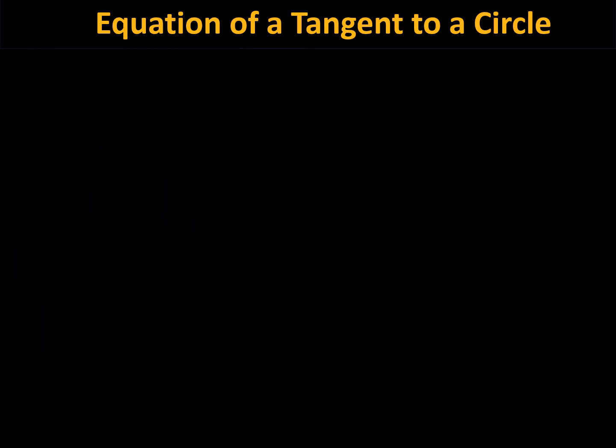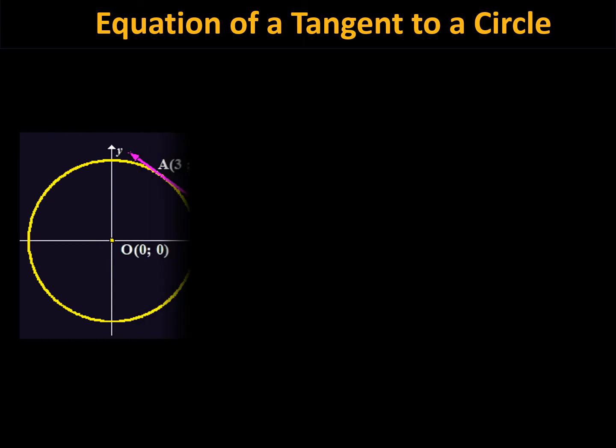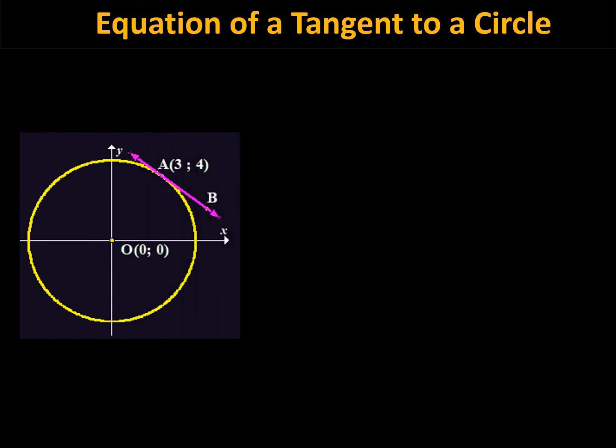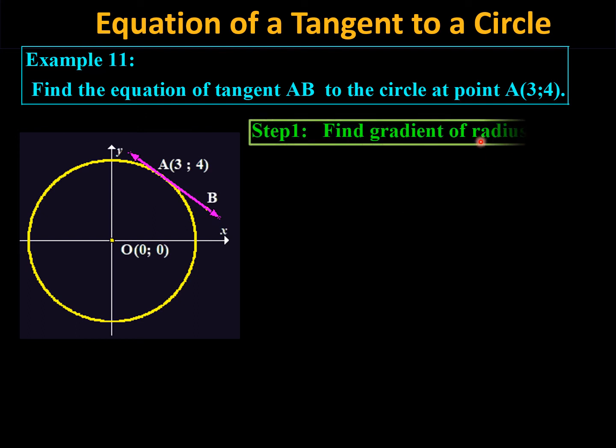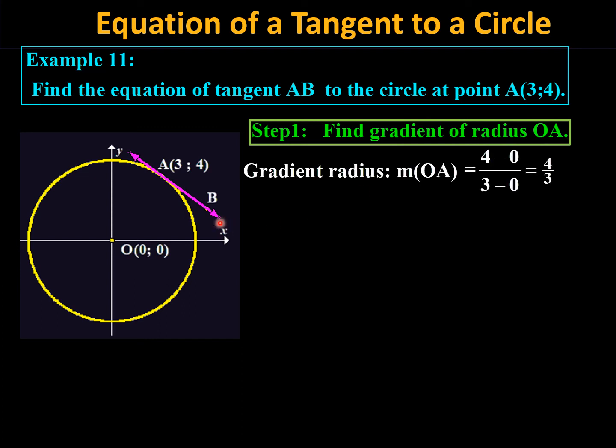Now let's look at an example. There I have a circle, and you see it has a center at the origin, and it's a tangent at the point 3, 4. And the tangent is referred to as AB. It's this purple line here. So I want to find the equation. So the first thing I do is find the gradient of the radius. And there's the gradient, OA. So I find the gradient of OA, and that is going to be 4 over 3.